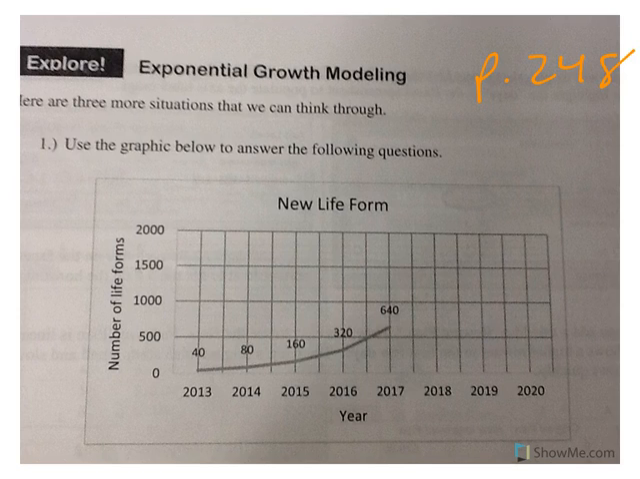Part 2 of Lesson 27 starts now. We are on page 248 looking at the graphic of an exponential growth model. So you can see that we are starting at a value of 40. And using this, we are going to answer questions A through E.